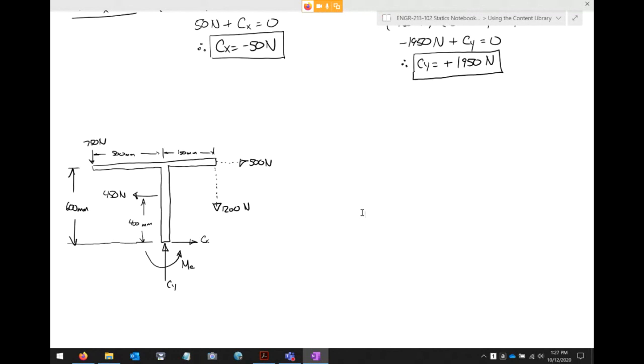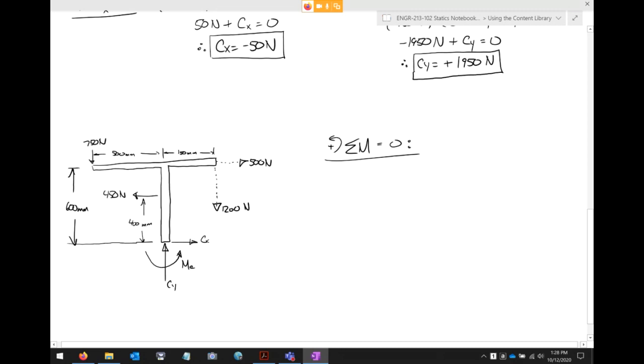Okay, now we need to sum moments, right? We sum forces in the x direction, we sum forces in the y direction. Now we need to sum moments. So we need to sum moments equals 0. And first off, we need to pick a sign convention. So let's pick that. Now we need to pick a point.